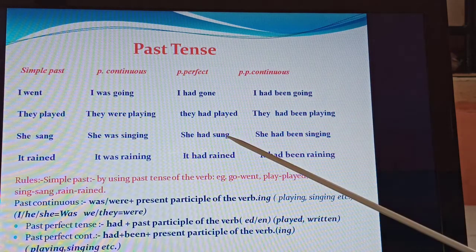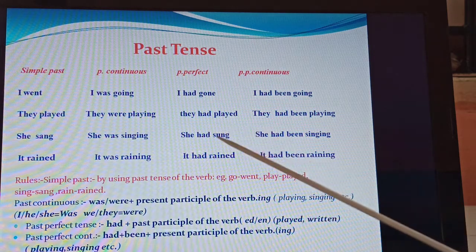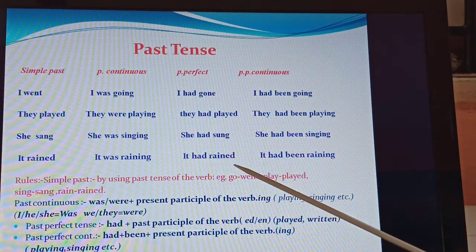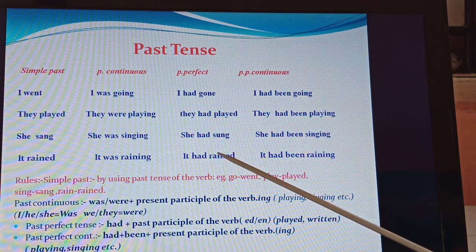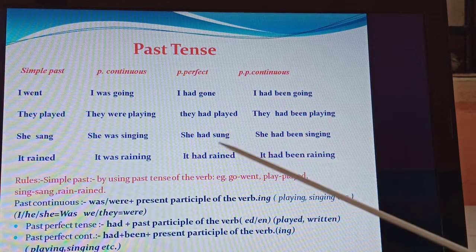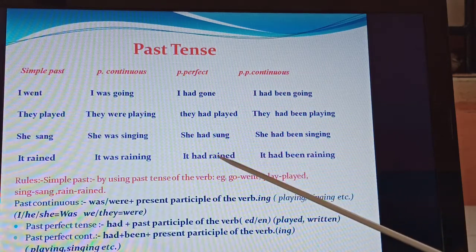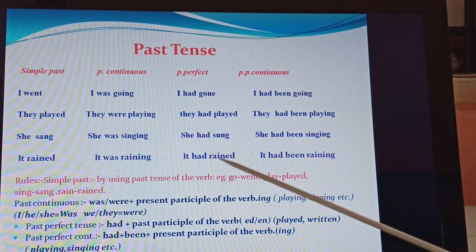Then past perfect, here you see past perfect. I had gone, they had played, she had sung, it had rained. All had. Here you don't have to get confused because in present perfect have or has. Here past perfect only had. So there is no question of getting confused. I, we, she, they, it, everywhere you have to use only had.